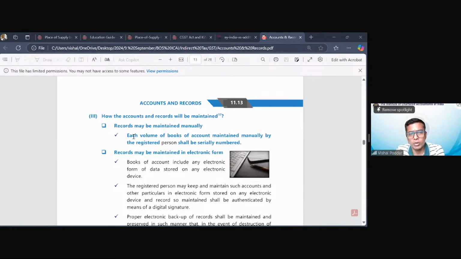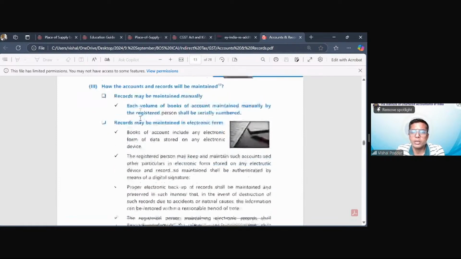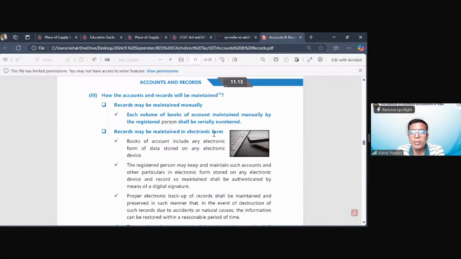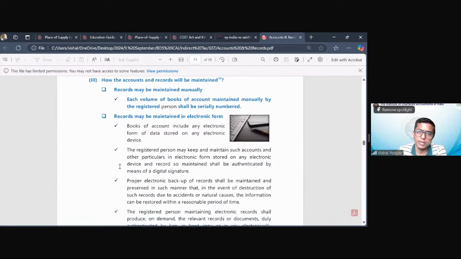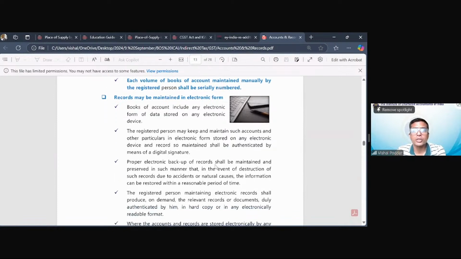Records may be maintained manually. Each volume of books of accounts maintained manually by the registered person shall be serially numbered. Fine. Records may be maintained in electronic form. Books of accounts include any electronic form of data stored on any electronic device. So it may be any type of electronic device where you can maintain the records. The registered person may keep and maintain such accounts and particulars in electronic form stored on any electronic device, and records so maintained shall be authenticated by means of digital signature.